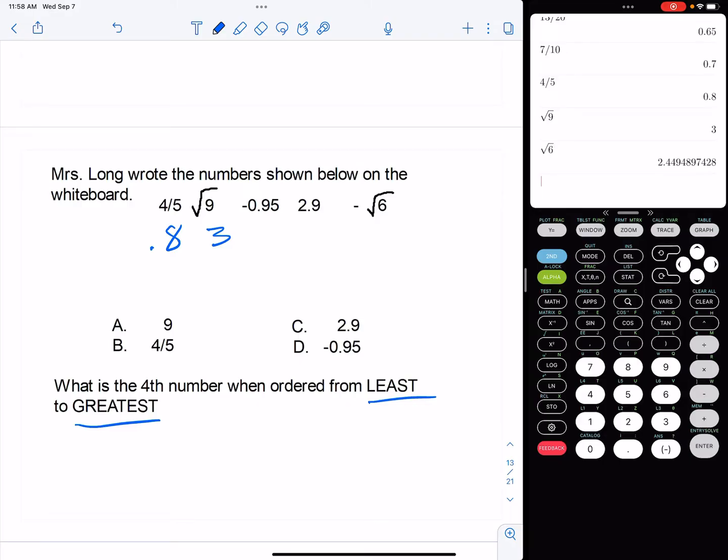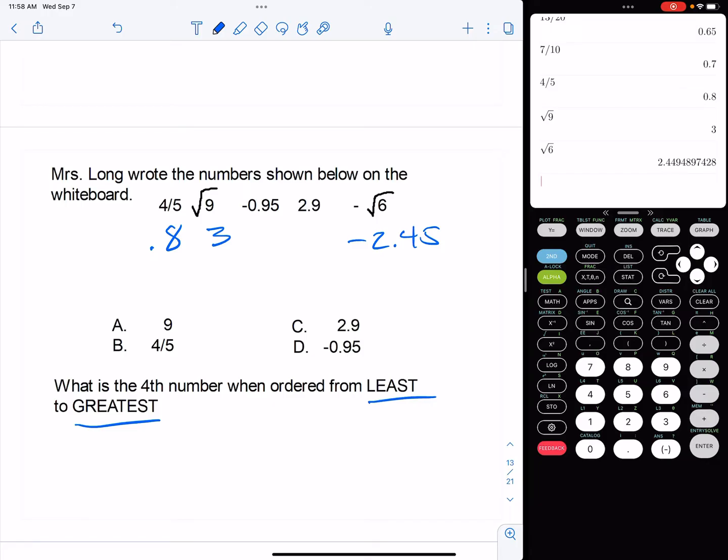Enter. Now, that square root of 6 is an irrational number. So because we're just putting them in order, we don't necessarily have to have all of that number, but I do know it's going to be -2.45. So that 0.449, that 9 is going to bump that second 4 to a 5. So I now have 0.8, 3, -0.95, 2.9, and -2.45.